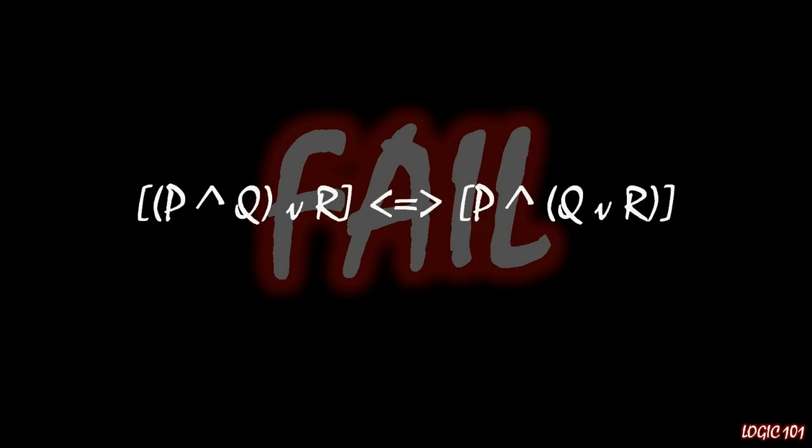So if you have an operation that says begin parentheses P and Q, end parentheses, or R, that is not the same thing as P and begin parentheses Q or R. So when you're using associativity, make sure that you're only changing the association of like operators, whether they're both conjunctions or both disjunctions. All right, that wraps up this lecture on associativity.